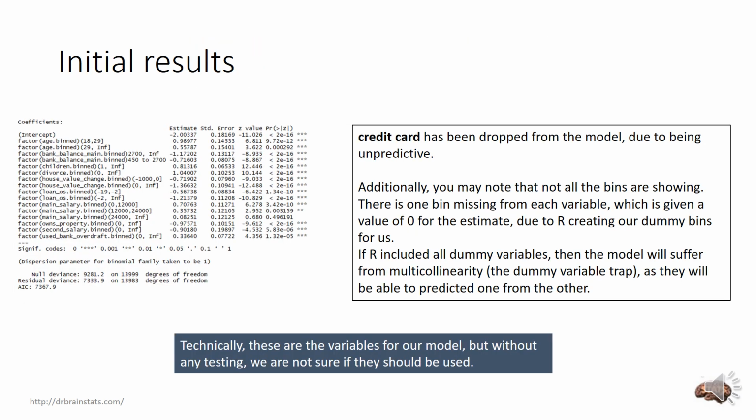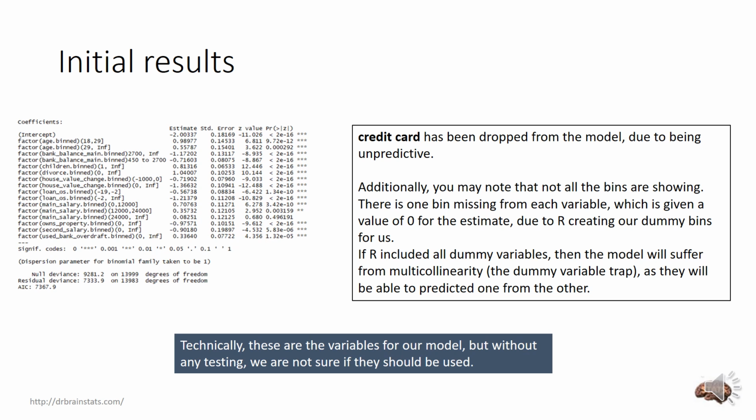And so now we're given our initial results. Credit card has been dropped from the model due to being unpredictive. Additionally, you may notice from the results that not all the bins are showing. There is one bin missing from each variable, which is given a value of 0 for the estimate due to R creating our dummy bins for us. If R included all the dummy variables, then a model will suffer from multicollinearity, or sometimes known as the dummy variable trap, as they will be able to predict one from each other.